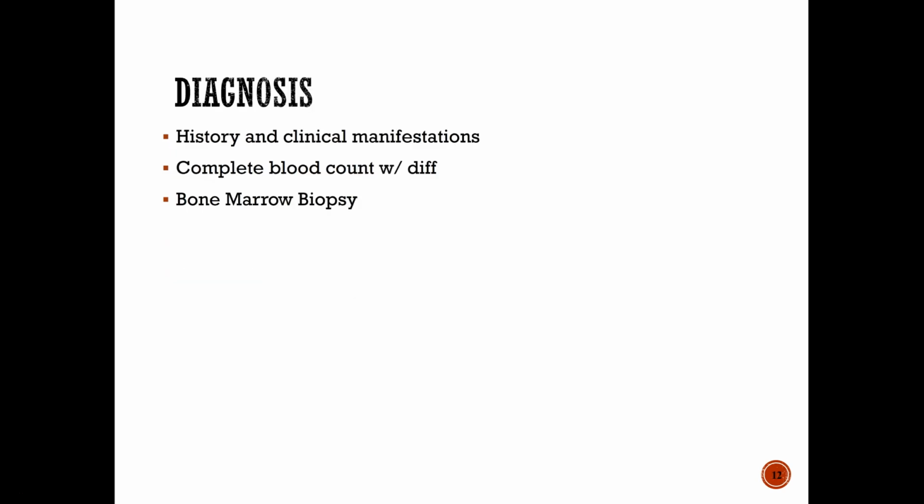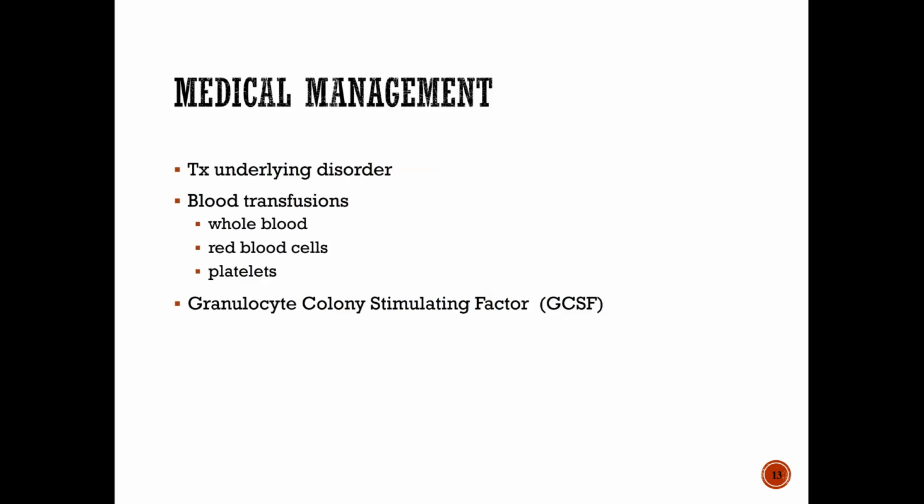Diagnosis, like I said, you want to get a history, and when all of their signs and symptoms started. You're going to want to get a complete blood count with diff and a bone marrow biopsy, and the result of the bone marrow biopsy, if they have aplastic anemia, is it's going to be yellow fatty bone marrow instead of the red bone marrow that you would want to see.